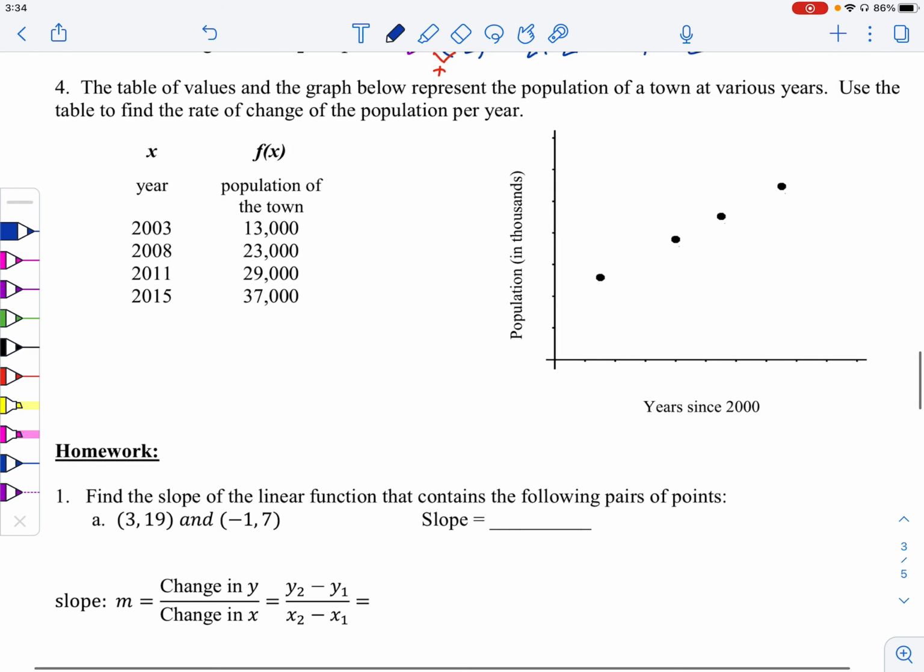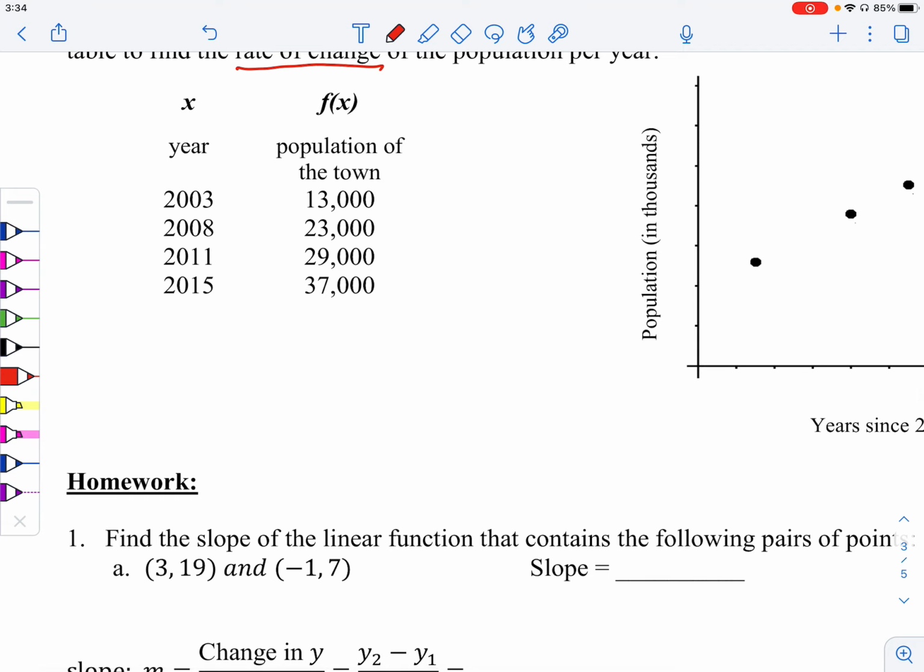Okay, the table of values below represents the population of a town at various years. Use the table to find the rate of change, which is your slope, of the population per year. So we want 2 ordered pairs, and the table gives us 2 ordered pairs. We can choose any of these pairs or data points to help us out. We could use the first 2 if we wanted to.